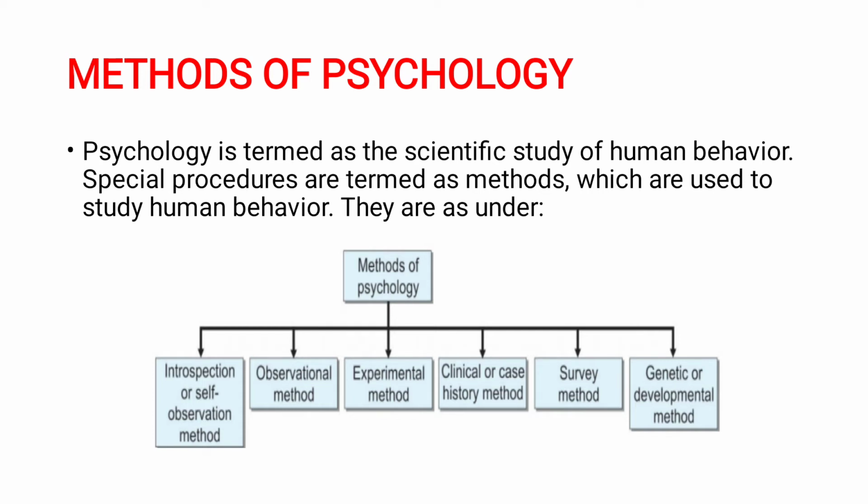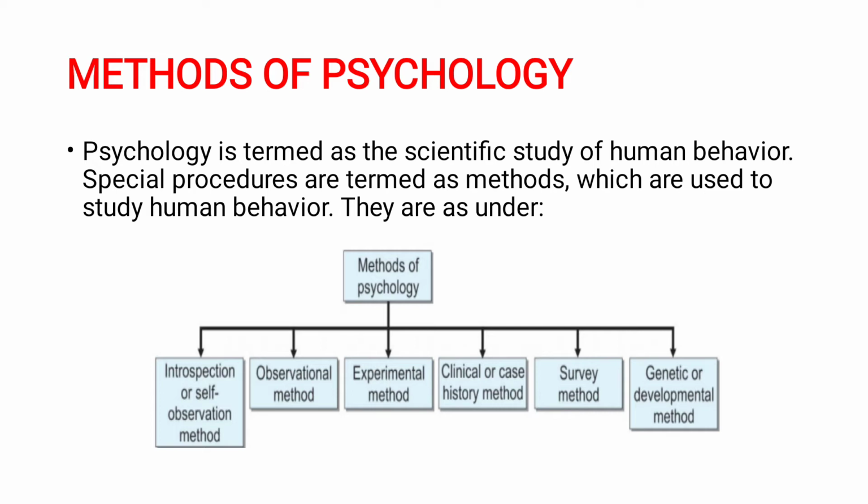Methods of psychology. So what is psychology? Psychology is the scientific study of human behavior. We require various special tools and procedures for understanding the behavior of human beings. These special procedures or tools are referred to as methods of psychology, which are widely used in studying or understanding human behavior.